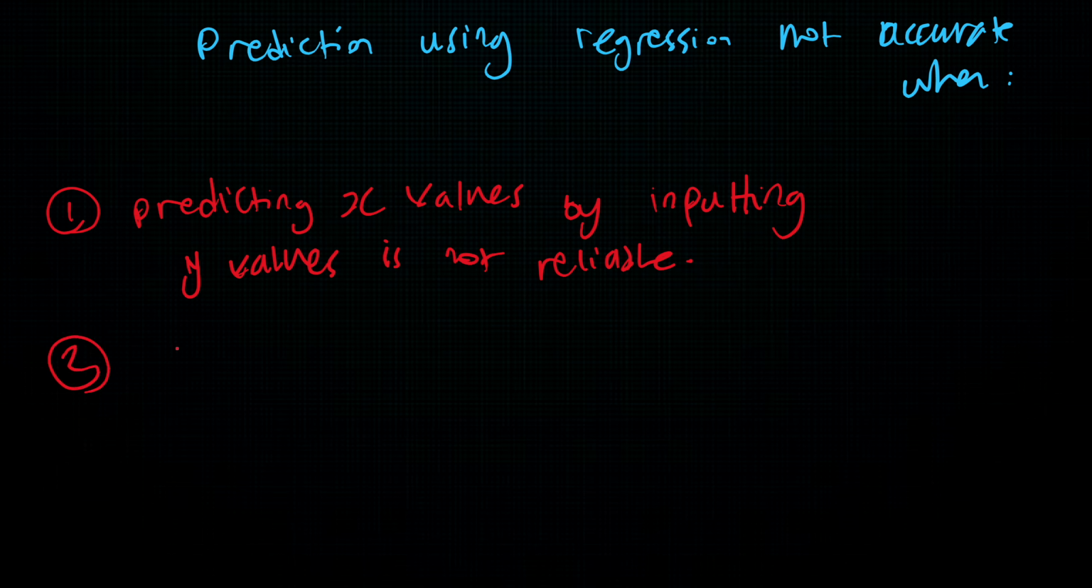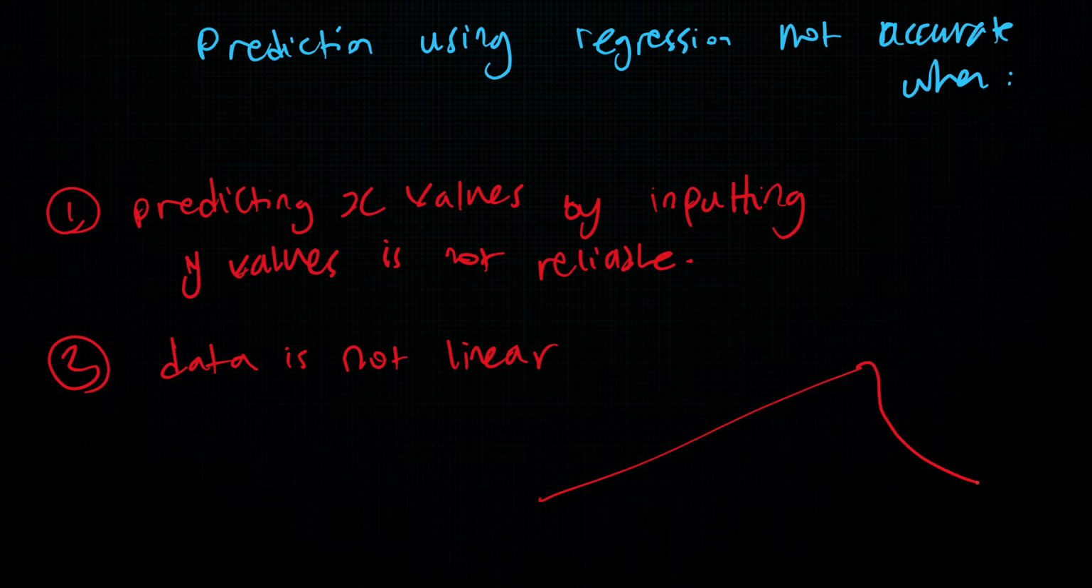And number two, if the data is not linear. If the data set is not linear, it might fall down. So this also kind of corresponds to anomalies. It shouldn't really have anomalies in order for it to be accurate.